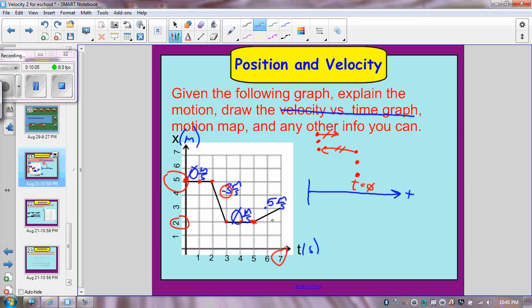And then finally, I'm going to draw a dot going this way and a dot going this way to finish it off right here. And I'm going to put slashes there so I know that the velocity is the same.